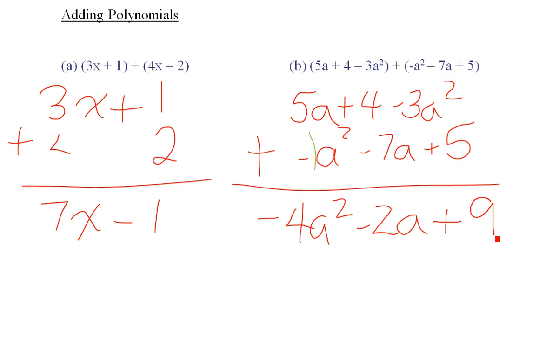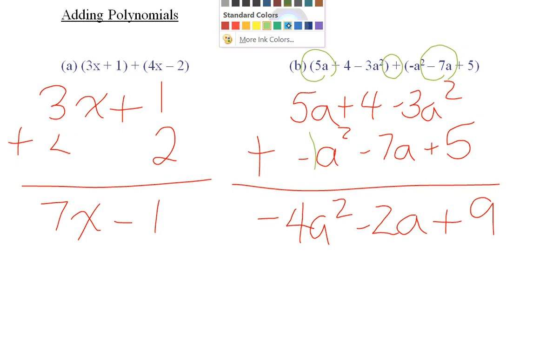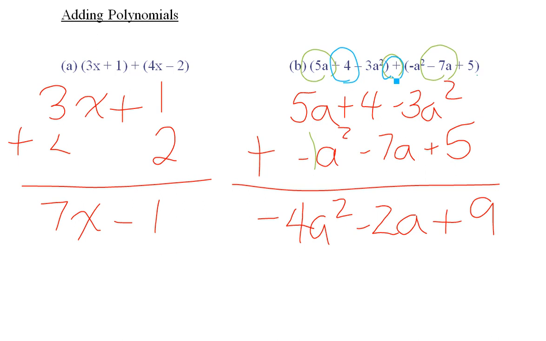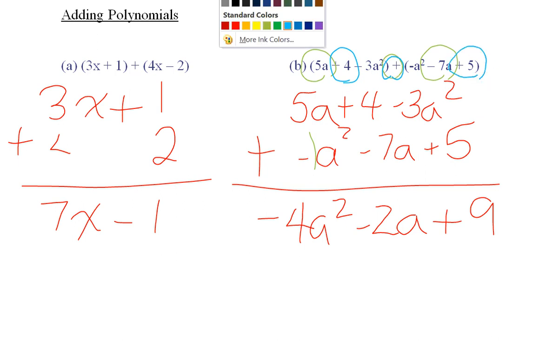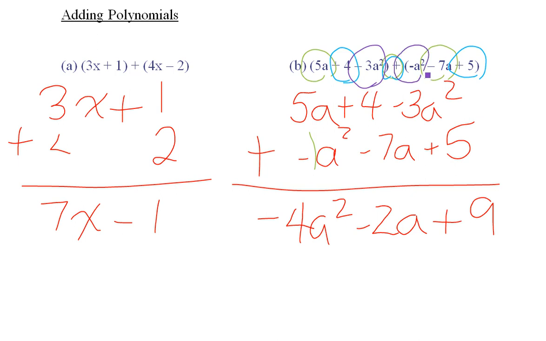So again, all you're doing is adding these two expressions together and collecting your like terms. So you can't add 5a plus 4 together, but you could add 5a plus negative 7a. And then you could do your 4 plus 5 and get an answer. And then finally, you could do your negative 3a squared plus negative 1a squared.